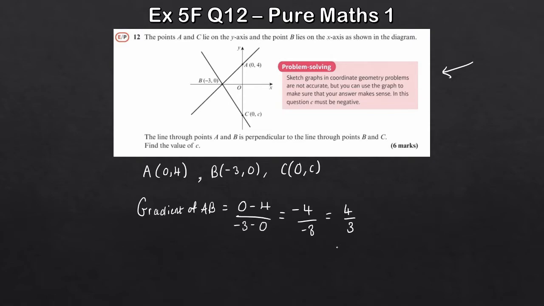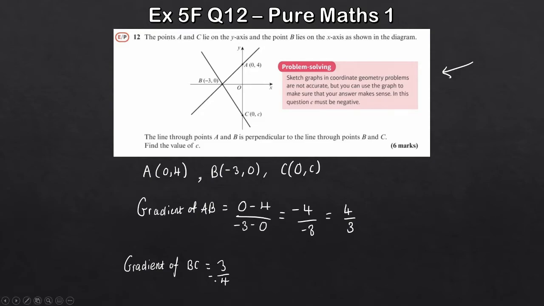So now we've got the gradient of AB, we can simply work out the gradient of BC because we're told that these two lines are perpendicular. So remember, the gradient of BC is simply the negative reciprocal of this. So the reciprocal is 3 over 4 and then times it by minus 1. So we'll just get minus 3 over 4.